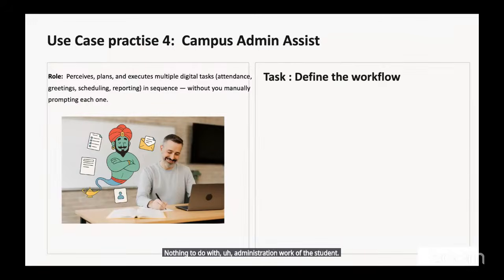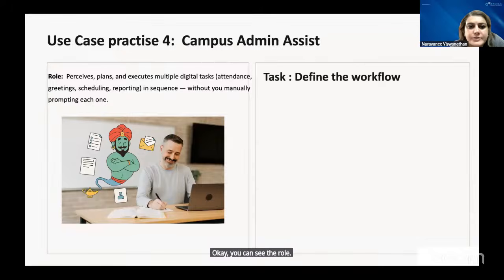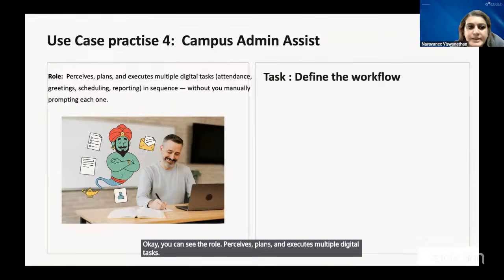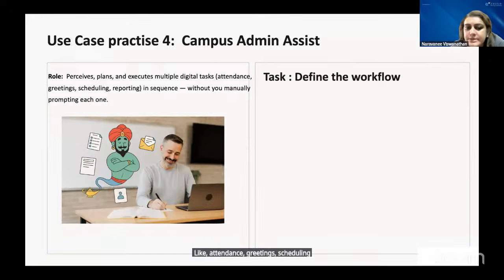You can see the role perceives, plans, and executes multiple digital tasks like attendance, greeting, scheduling, reporting in sequence for you, not for the students. So write the workflow based on this input. So how will you automate your own attendance? How will you automate your own scheduling or your own class attendance you take? How can you automate all of that? That is what you have to tell me, the workflow.